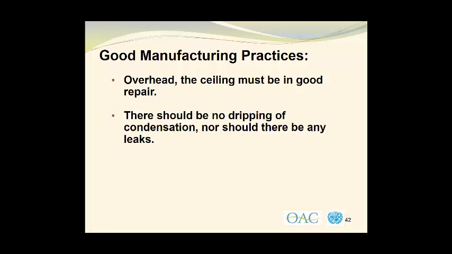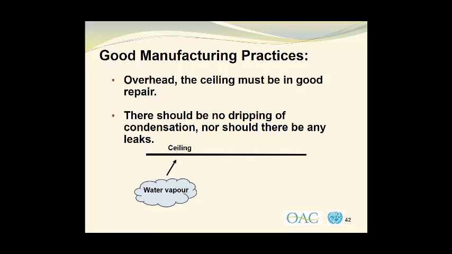Overhead, the ceiling must be in good repair. There should be no dripping of condensation, nor should there be any leaks. So let's take a look at how condensation can take place. We have water vapor in the air in many production facilities that travels upwards and strikes the ceiling. There, because the ceiling is generally cool, we get condensation. And if enough condensation gathers, droplets can fall from the ceiling and land on processing surfaces. So we need to do everything possible to prevent the droplets of condensation from falling.